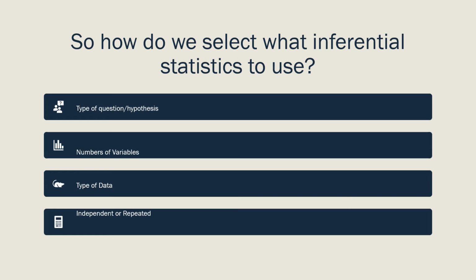All right, so we want to use 4 different things. We want to look at the type of questions. Is it a difference question? Is it an association question or hypothesis? The number of variables matters also. The type of data, is it nominal, ordinal?